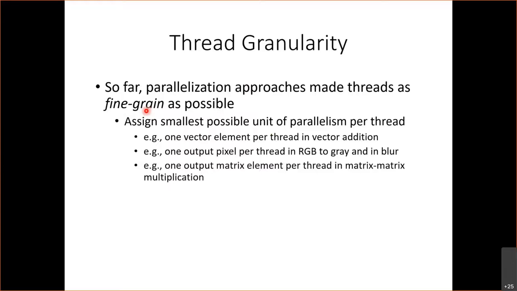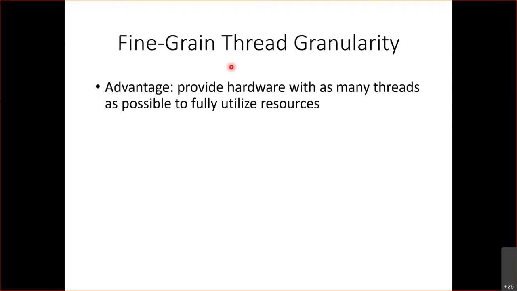Now, what is the advantage of making threads as fine-grained as possible? What is the advantage of making threads the smallest possible unit of parallelism? We take advantage of all the cores we have. Right, we take advantage of all the cores we have. So we extract as much parallelism as possible from our program. Okay, so the advantage of having fine-grained thread granularity is that it provides the hardware with as many threads as possible to fully utilize the resources.